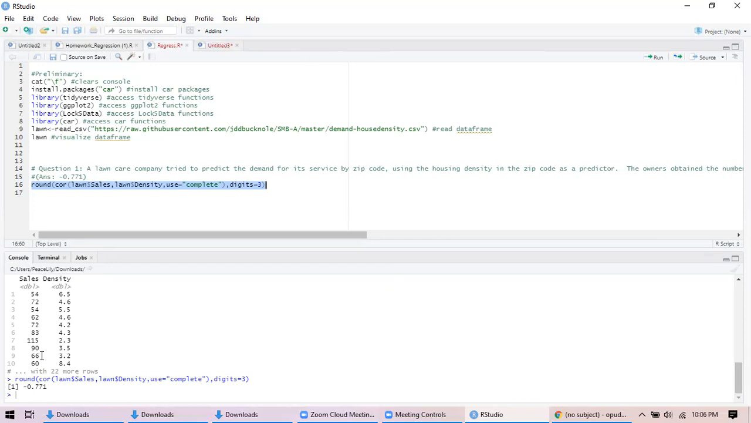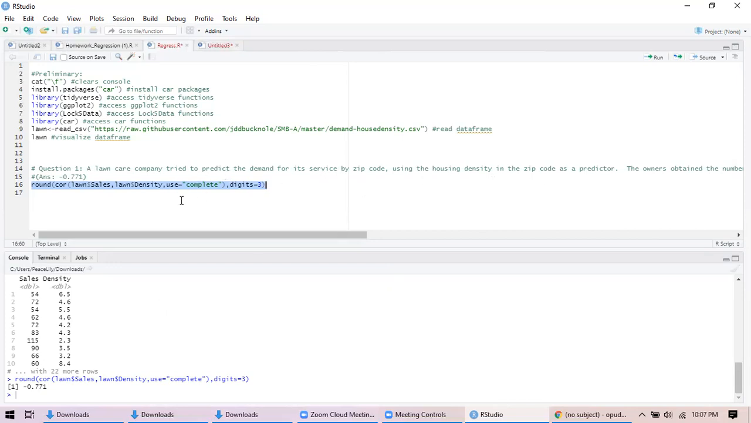So the more sales you have, the lesser density you get, the fewer homes you have left to sell. That's pretty much what this correlation tells you. And how do you calculate that? How does this command look? Round core. Does that look familiar? We did this before, the correlation.